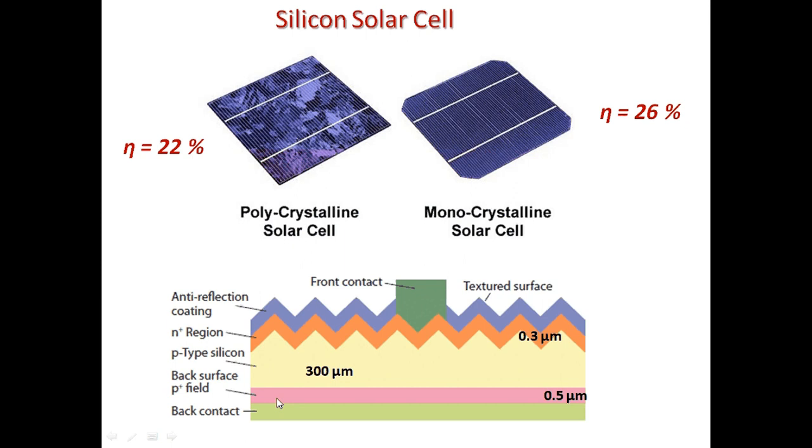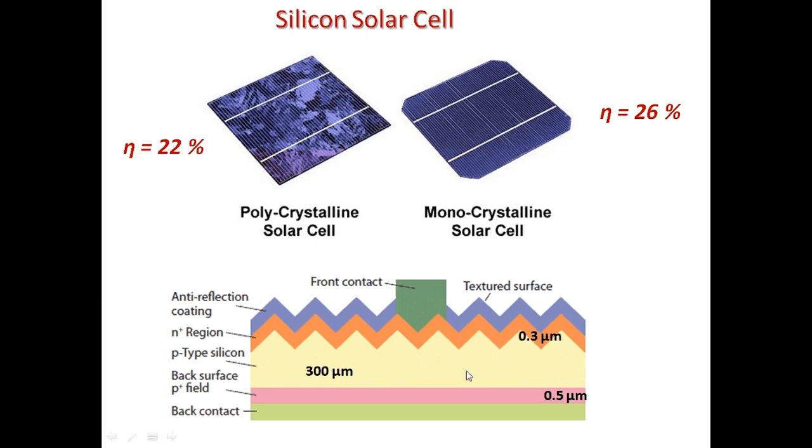It contains p-type silicon, which is the major absorber material. Most of the light irradiation is absorbed in this layer, which is 300 micrometers thick, while there is an n-type semiconductor or silicon laid over it. So this region is the PN junction.